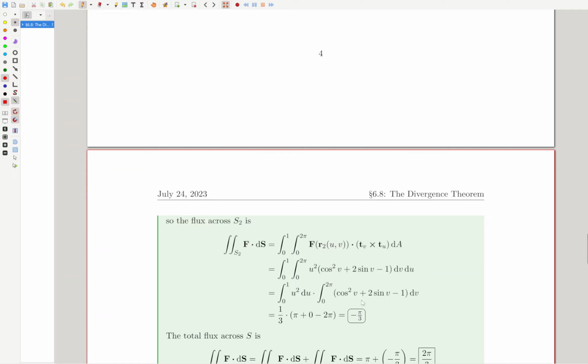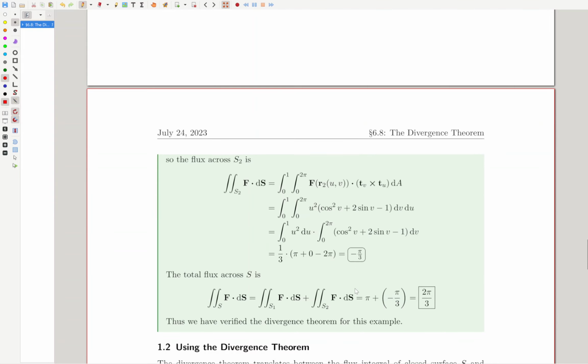Okay. So we computed the surface integrals over both S1 and S2, both parts of the boundary of the cone. Then we have to add the two results to get the total surface integral, or the surface integral over the entire boundary S, which the book is also calling the total flux across S. The first one we computed was pi. The second was negative pi over 3. So we end up with 2 pi over 3.